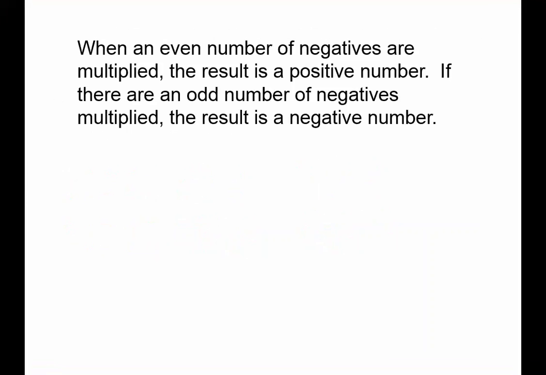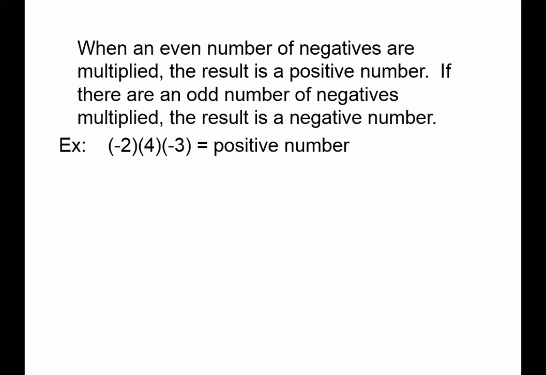All right, it says when an even number of negatives are multiplied, the result is a positive number. If there are an odd number of negatives multiplied, the result is a negative number. And let's just take a quick look at what we're talking about here. Most of your problems in this lesson are going to be more than 2 numbers. So let's see what happens. Here we have 3 numbers. Negative 2 times positive 4 times negative 3. Well, the reason that turns out to be a positive when you multiply those out is because you're looking at 2 negative numbers in the mix.